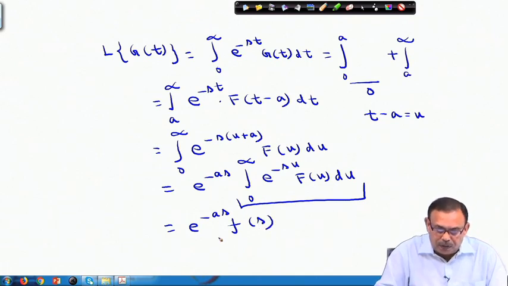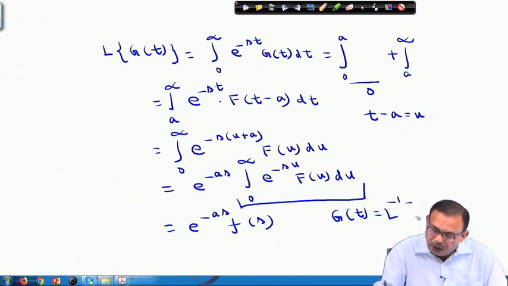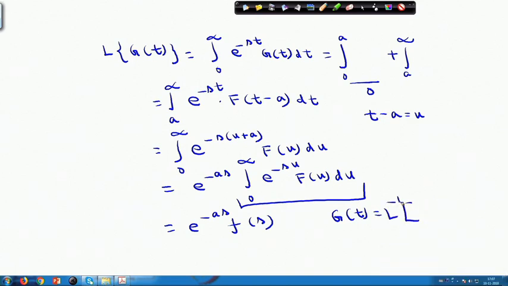So the Laplace transform of g(t) equals e^(-as) F(s), or in other words, g(t) equals the Laplace inverse of e^(-as) F(s), which completes the proof of the theorem. I hope it is clear to you.